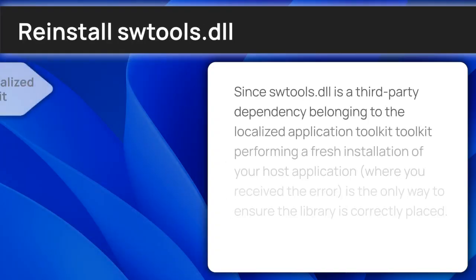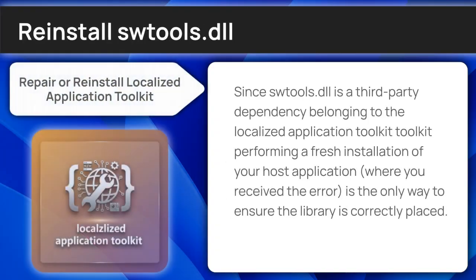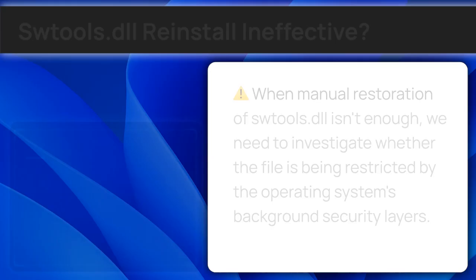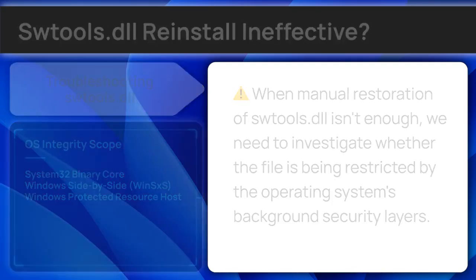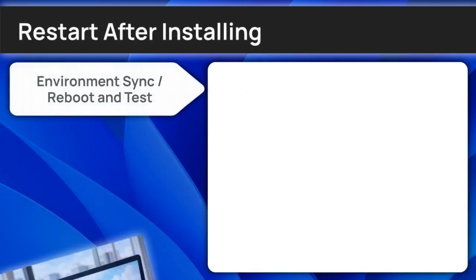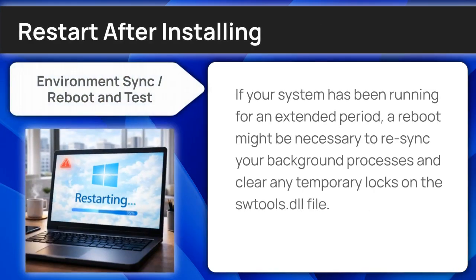Since Swtools module DLL is a third-party dependency belonging to the Localized application toolkit, performing a fresh installation of your host application where you received the error is the only way to ensure the library is correctly placed. If the installer was unable to bridge the gap, we will move to phase 2 of our diagnostic to refresh the system's memory. A quick reboot can determine if the error is transient. While it won't fix a deleted file, it can re-establish the connection between your software and the Swtools module file if the path was temporarily busy.